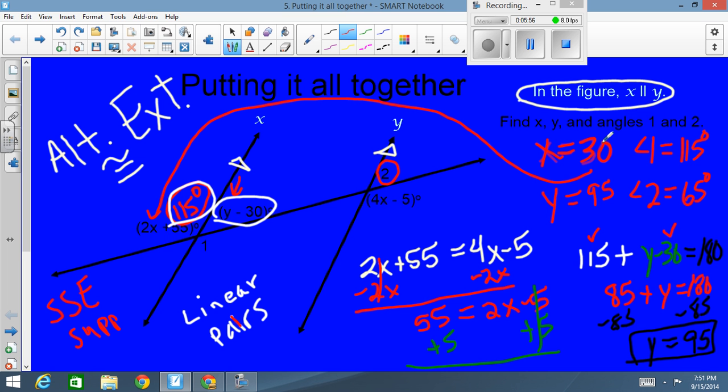x, y, and angles 1 and 2. The key to this problem is that you have to find the variable that you can find first. You couldn't find y equals 95 right off the bat. You weren't able to because there were no other angles that had a y in them. We had to use the two angles that had x's in them first in order to find x, which led me to angle 1 and angle 2 and y.